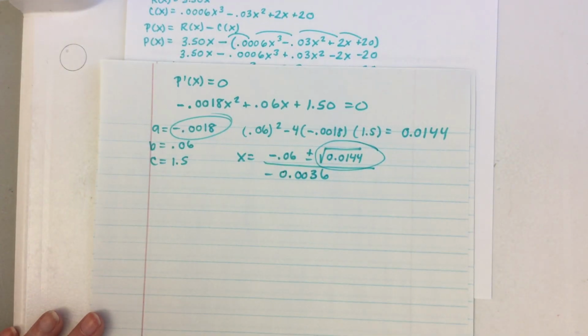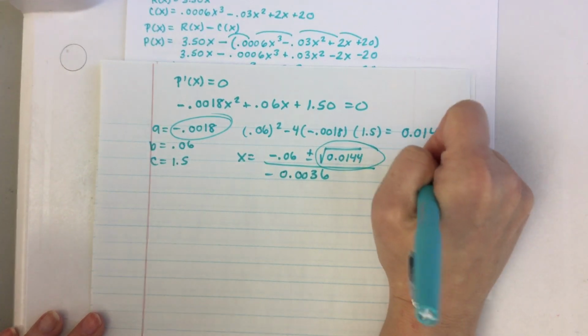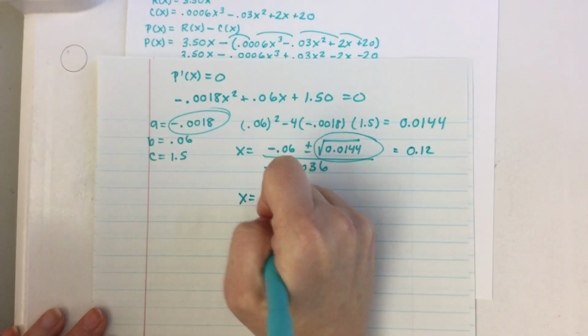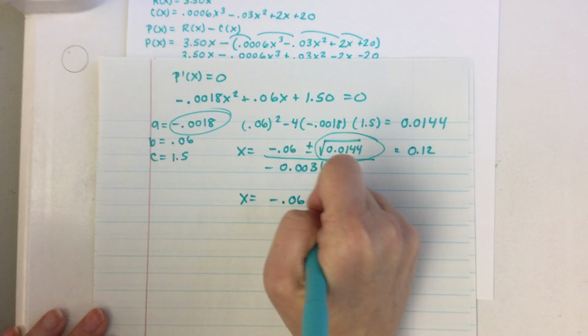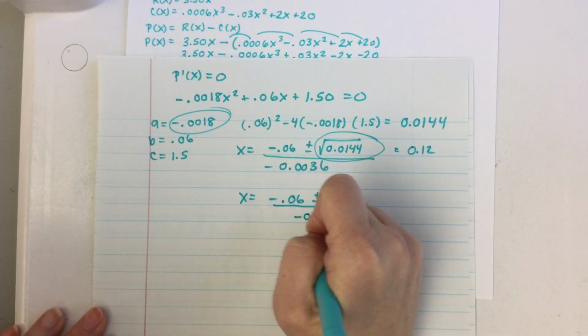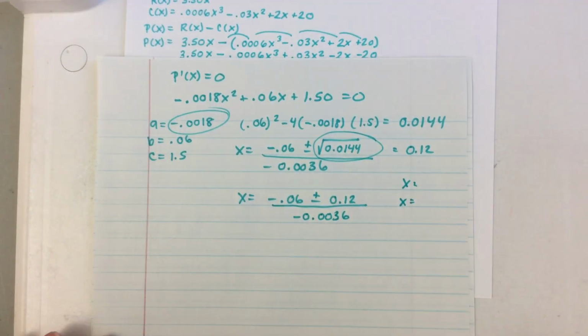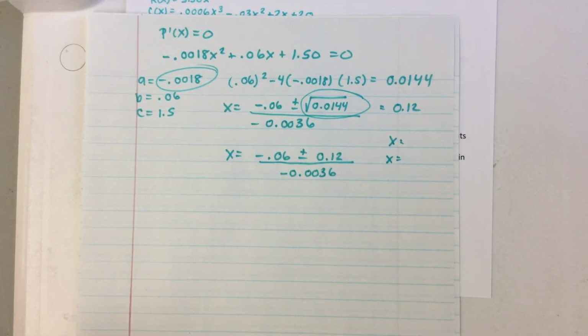Square root of 0.0144, this equals 0.12. So I have x equals negative 0.06 plus or minus 0.12, all divided by negative 0.0036. Here are my two x values that will maximize the profits of socks. You guys, all of this work to figure out how many socks you should sell.